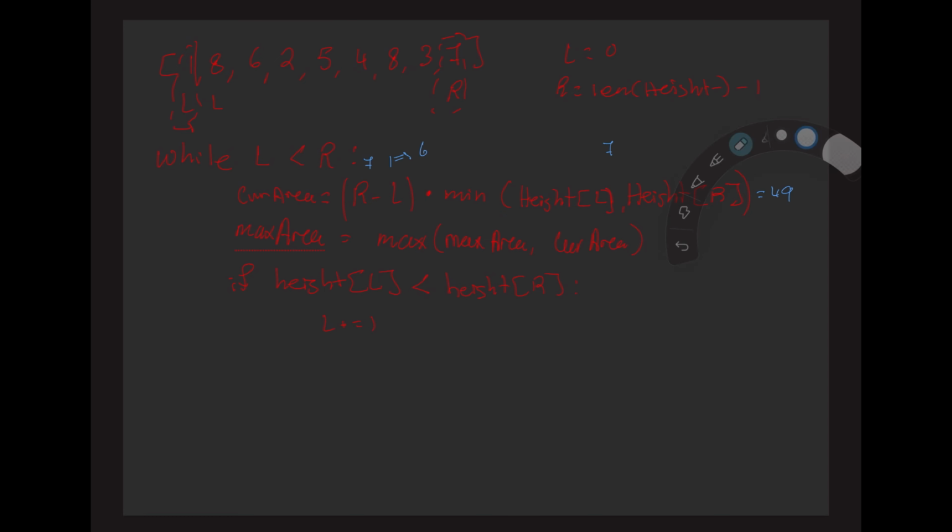Given that the max area before that was 1 times 7, which is 7, and now it's 49, the maximum area would update to 49. And again, we would check which one is shorter, the left pointer or the right pointer. The left pointer was actually larger, so let me switch colors.